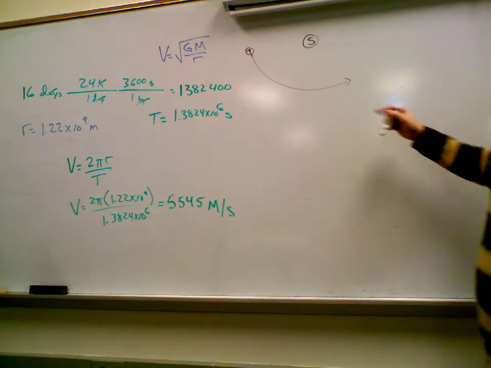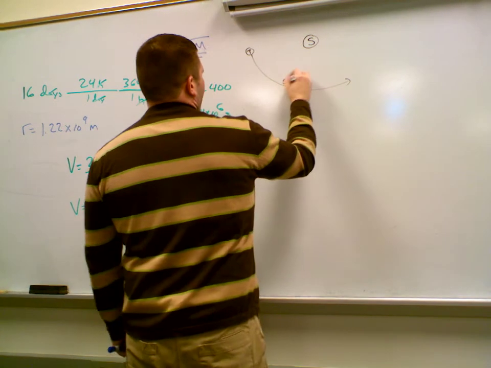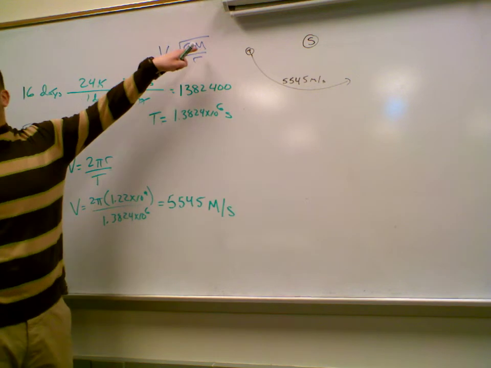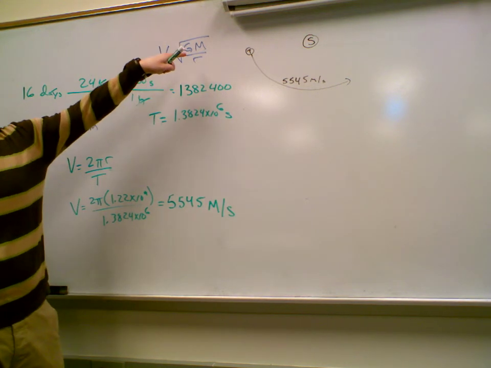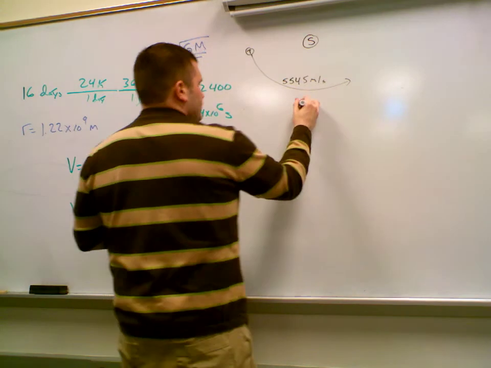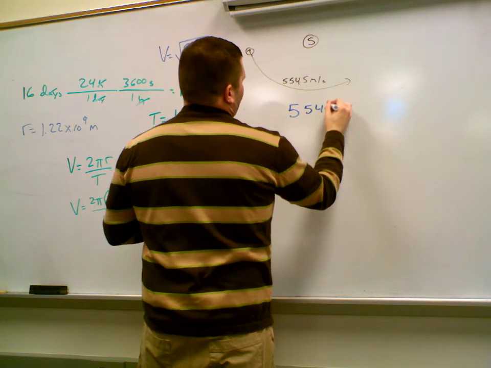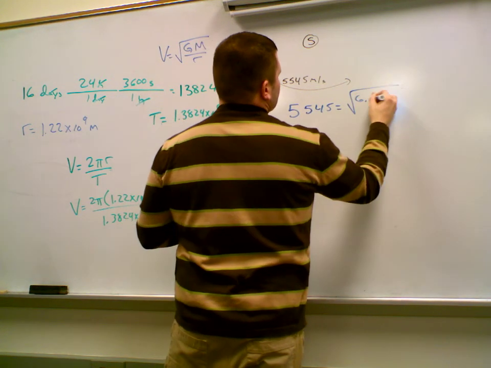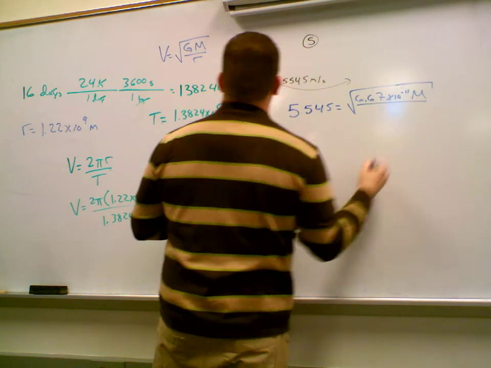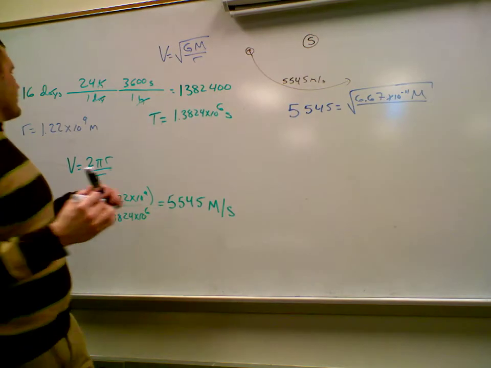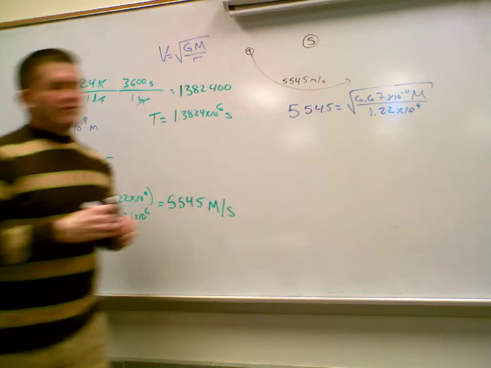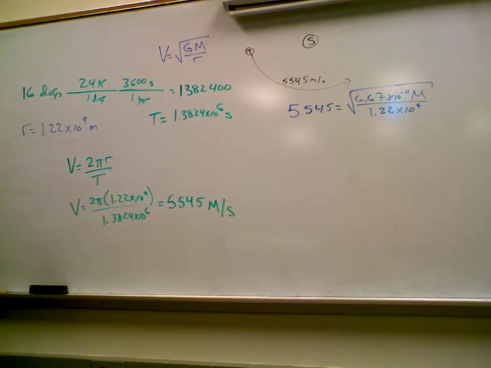All right. So Titan is going around at 5,545 meters per second, going pretty fast, right? So this equation finds big M, which is the mass of Saturn. Good. Want to make sure I was pretty redundant about that. 5,545 equals the square root of 6.67 times 10 to the negative 11, big M, over, where's my radius? 1.22 times 10 to the 9th. Right? Does that make sense?